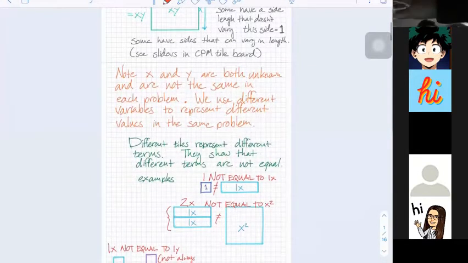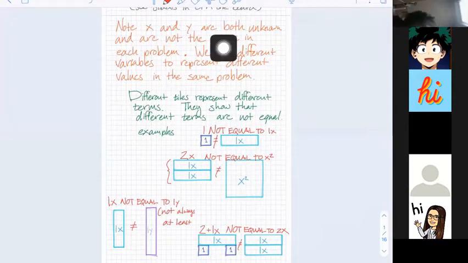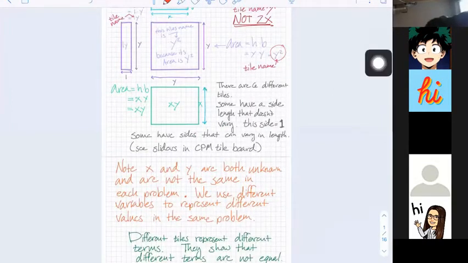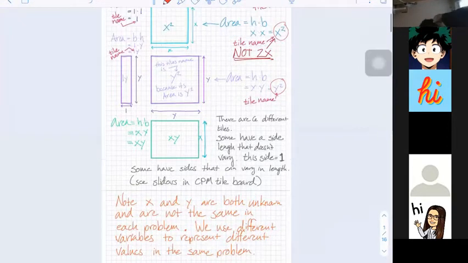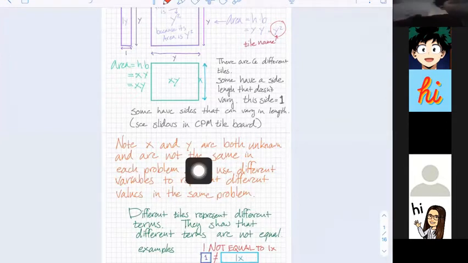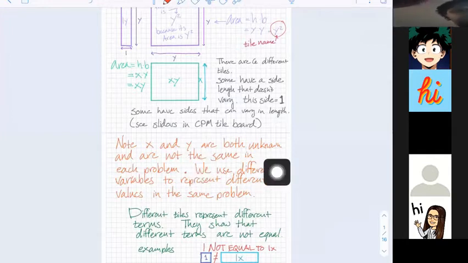In order to help us visualize this, it says note x and y are both unknown. The x value here and the y value here are unknown, but that means they represent different amounts, so they're not necessarily the same. Like x can equal y, but it's usually not always equal to y, and it's usually referring to something else. We use different variables to represent different values in the problem.